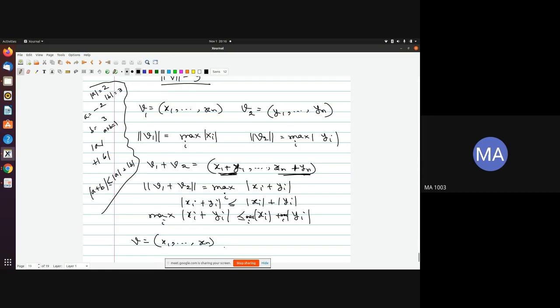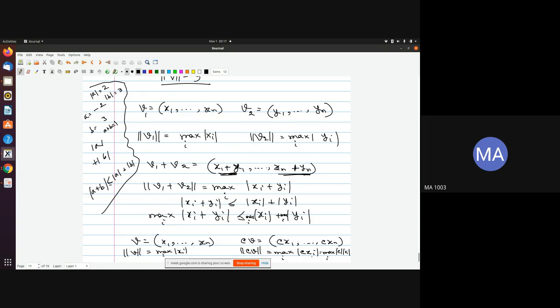Now, what about CV? CV is basically Cx1 to Cxn. So if you take the norm of V, what is this? It is the maximum of mod of xi for some i. And what is the norm of CV? This is the maximum of mod Cxi. I can write this as the maximum of mod C into mod xi. Now this C can come outside because it is a scalar with respect to everyone. So we get norm of CV same as mod C into norm V.